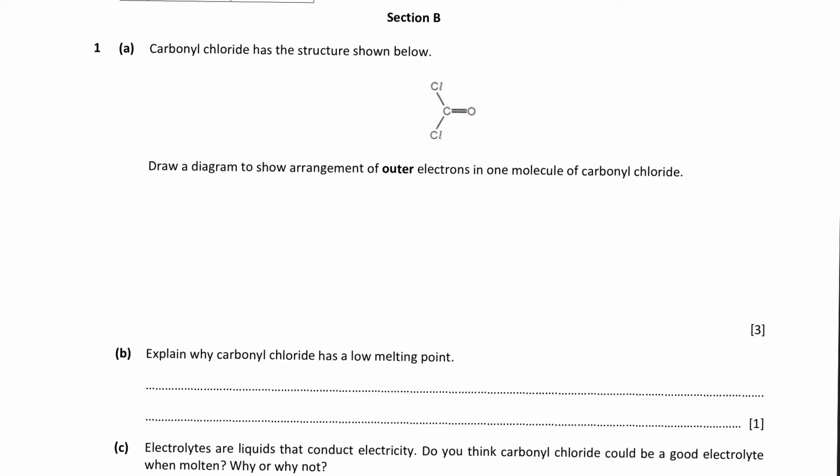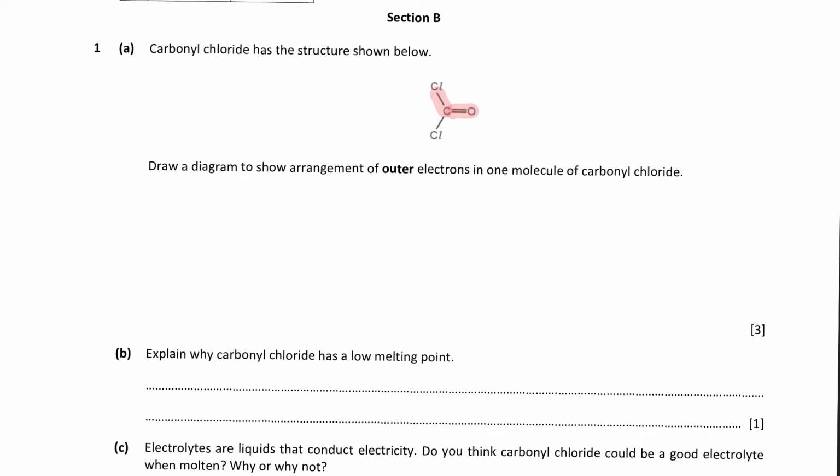Now it says, draw a diagram to show the arrangement of only the outer electrons in one molecule of carbonyl chloride. Now what they're actually asking you is, do you understand what this line means? And we do. It shows 1 electron being shared, and that means that we also need to know what these 2 lines mean. They mean 2 electron pairs being shared. So let's start with this.